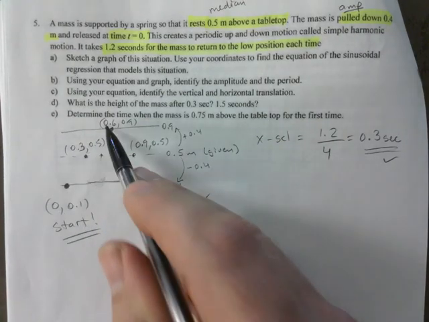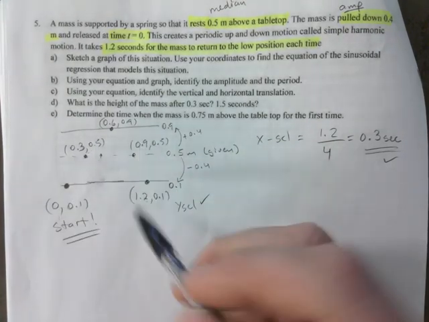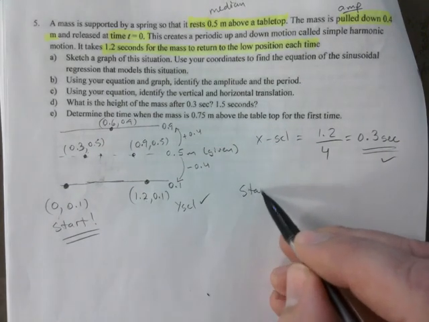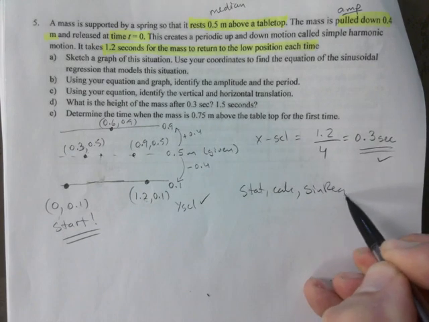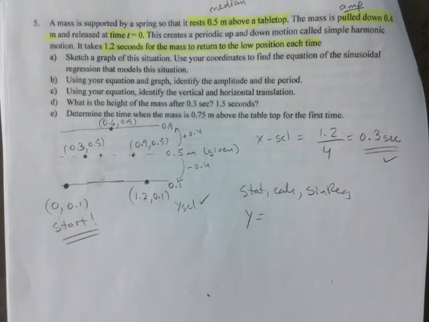So here, we have all 5 points. Stat, Calc, SinReg in this case. And you come up with your equation there. And again, the key is online.